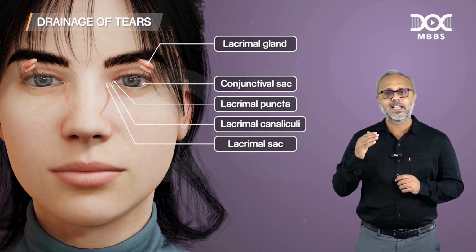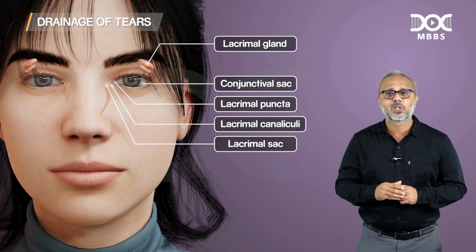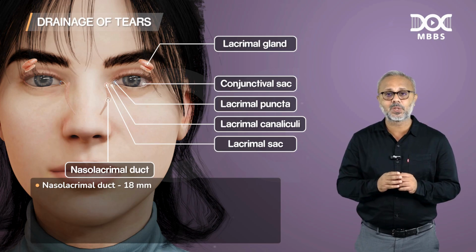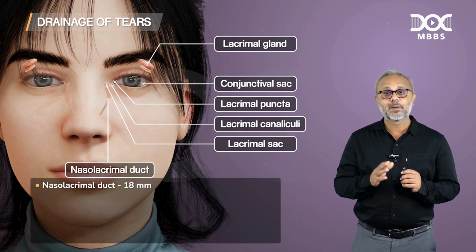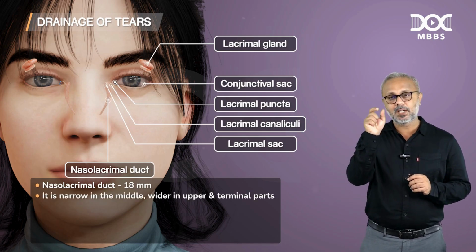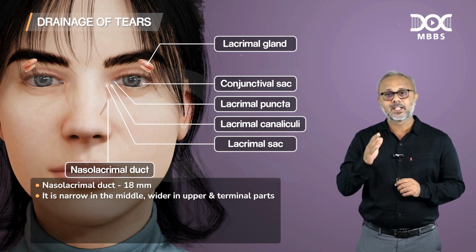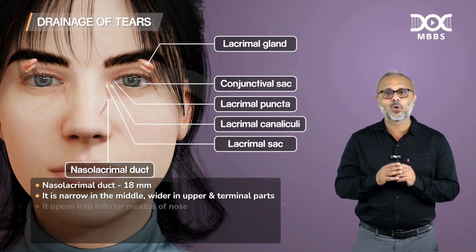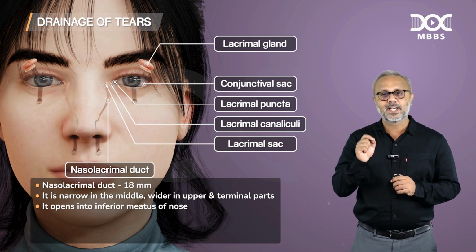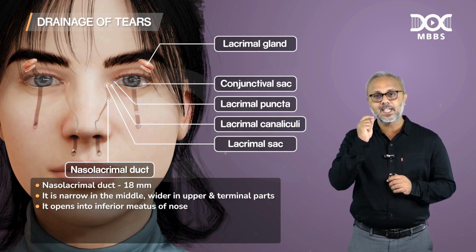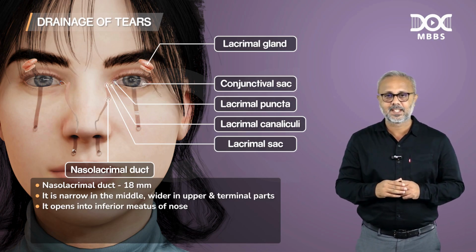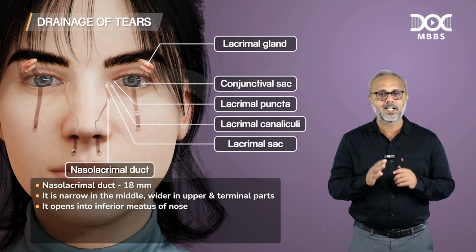The lacrimal sac leads to the next part of the lacrimal apparatus, called the nasolacrimal duct. The nasolacrimal duct measures about 18 millimeters. The peculiarity of this duct is that it is narrow in the middle region and wide in the upper part and near the termination. The nasolacrimal duct ultimately opens into the inferior meatus of the nose. This is the reason why, when tears are excessively produced, we actually feel them entering into the nasal cavity. This is the pathway, right. So this is regarding the nasolacrimal duct.